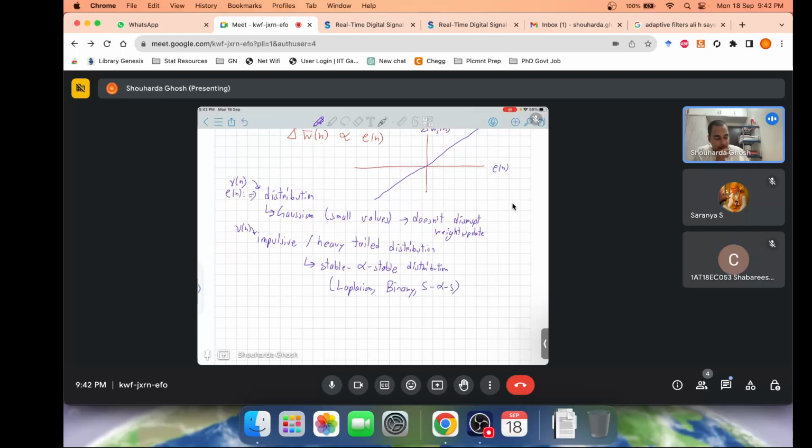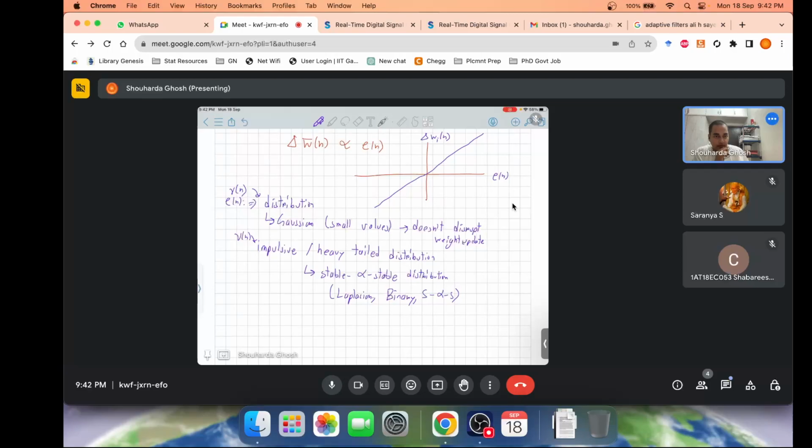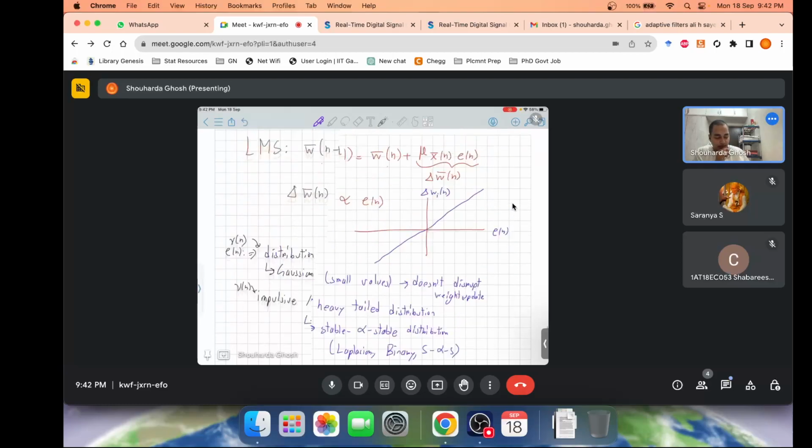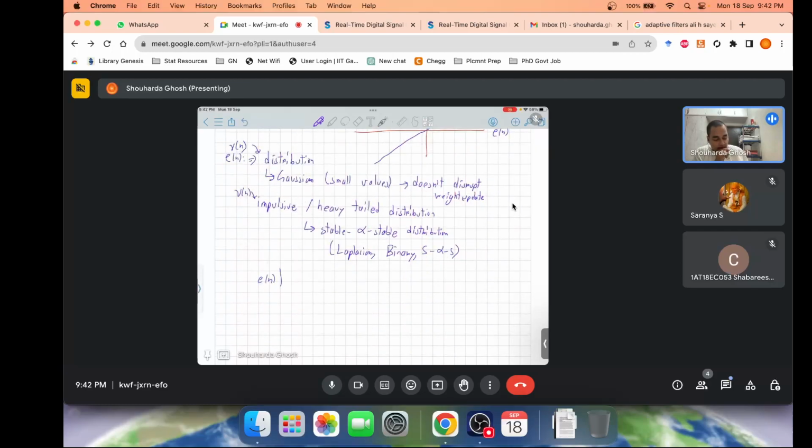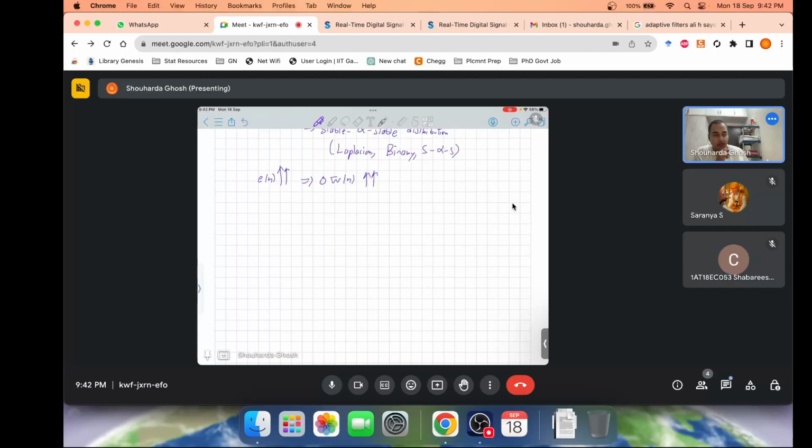So these kinds of distributions have a good chance of acquiring high values. The error can take a very high value, like suddenly some thunderbolt comes, and that is impulsive or heavy tailed noise. What happens in that case is, when E(n) goes high, delta W(n) also goes very high, because they are proportional to each other. Consider a situation, J(n), where I have converged, and at this time index my system no longer needs to update because I have reached steady state.